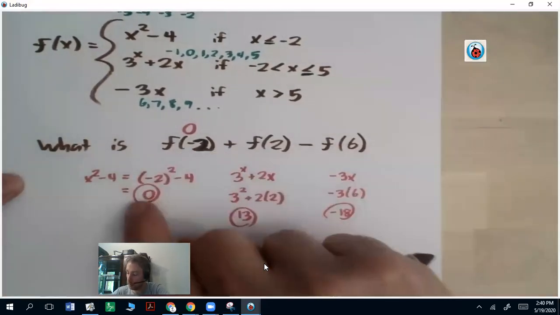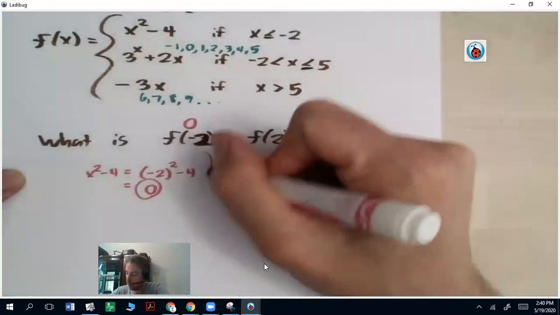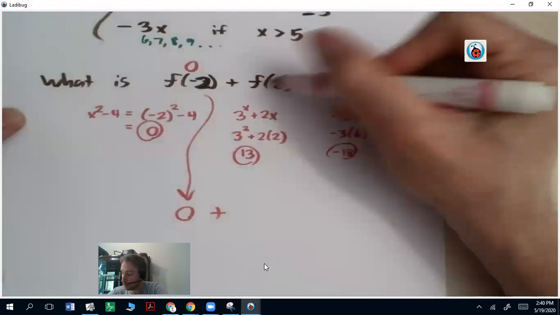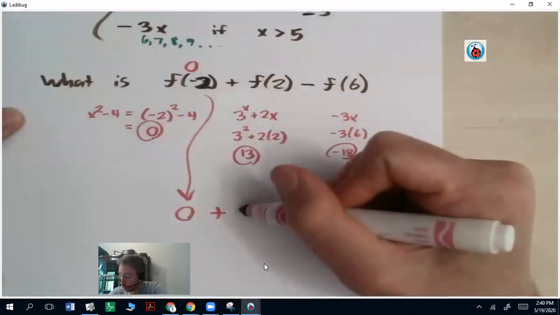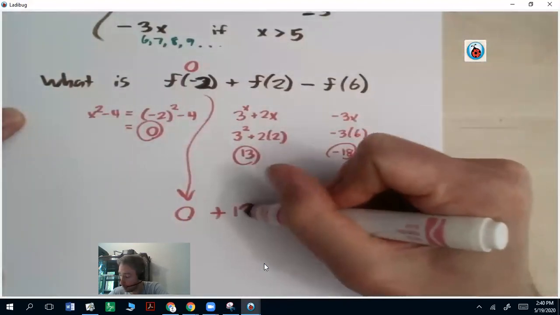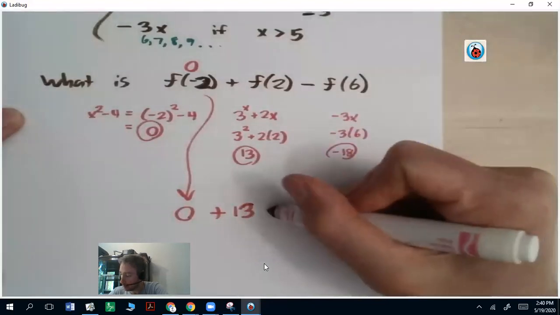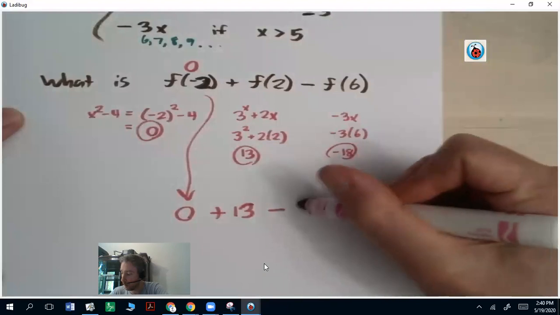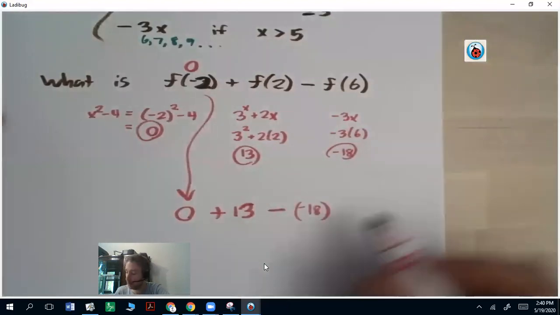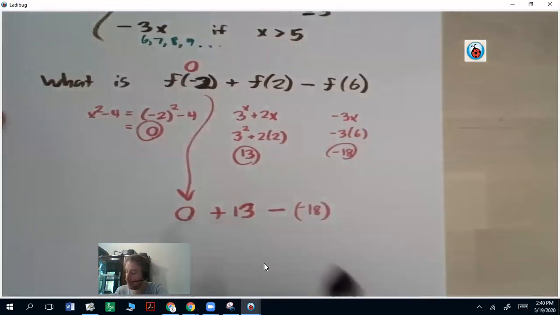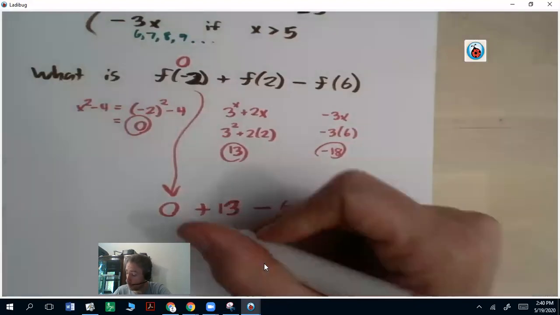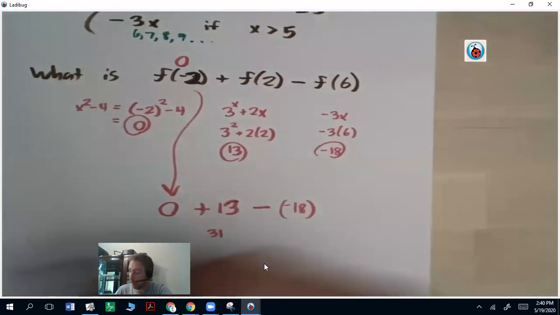So f of negative 2 is 0. So I have 0 plus f of 2 is 13. So 13. And minus f of 6, well, you're minusing a negative 18. Anytime you subtract a negative, that's like adding. So this is really 0 plus 13 plus 18. 13 plus 18 is 31. So this is going to be 31 for my specific answer.